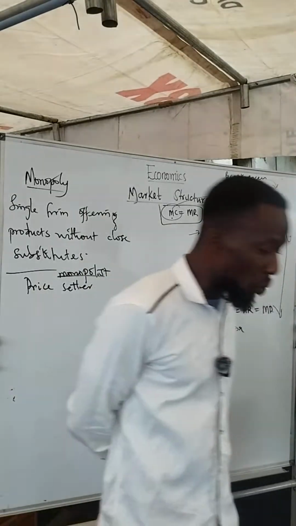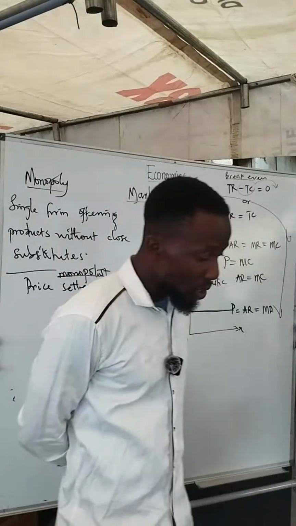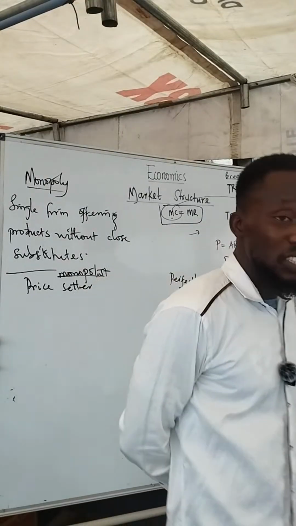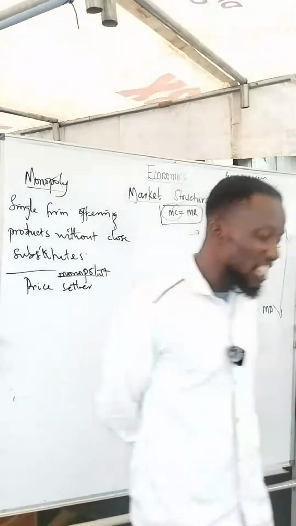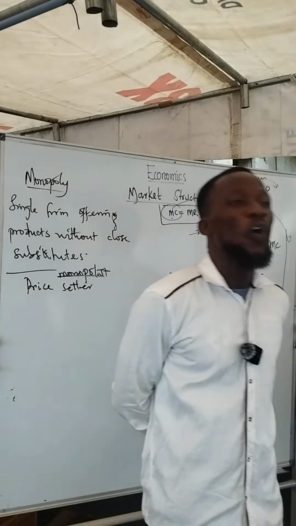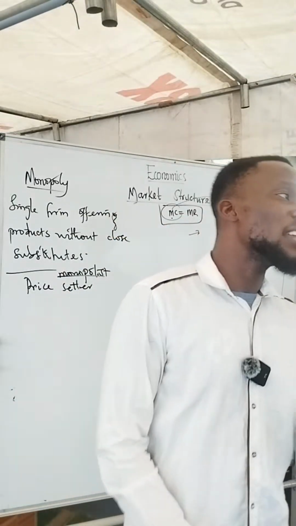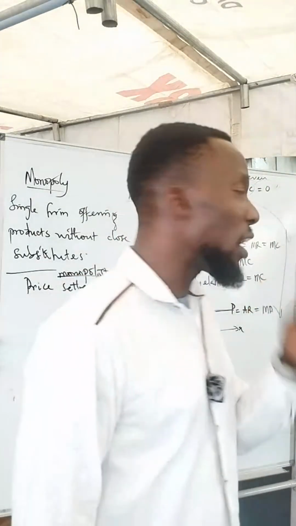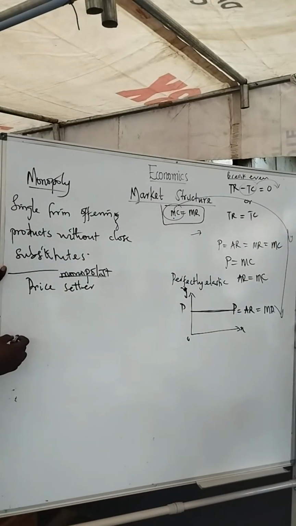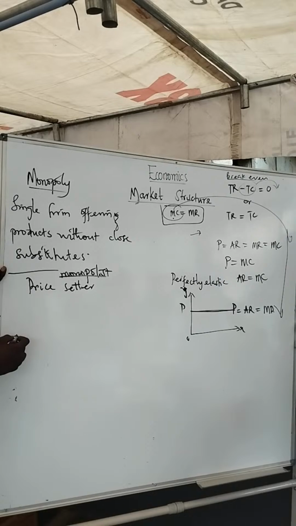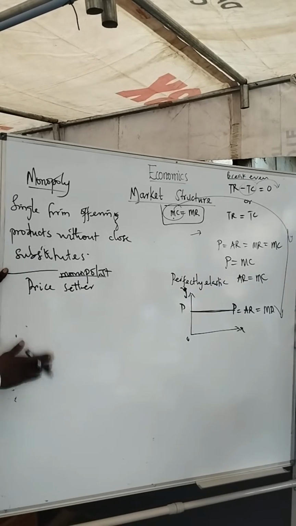Profit maximization. What did I say? A monopolist will always maximize profits. The main goal of a monopolist is to maximize profits. A monopolist can maximize profits in the short run and in the long run. When we say short run, some factors of production are fixed, while some factors of production are variable. In the short run, please take note of this.